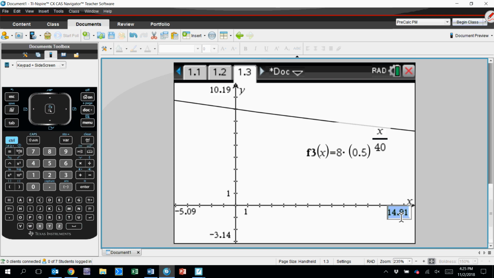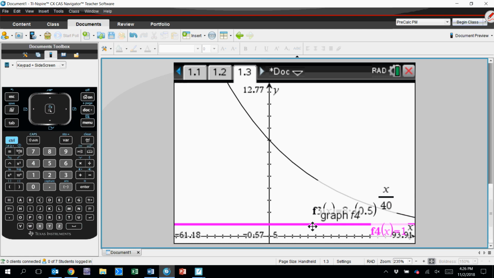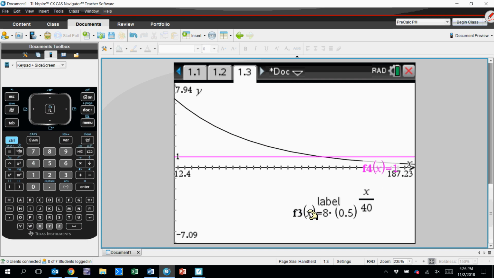So now I can just go over and click on the X, and I can pick, let's just pick like 150 for the value. So now I can see a little bit better what's going on here. And the question is, when will there be 1 gram remaining? So I'm looking where it intersects 1. So we can go ahead and add that, y equals 1. And so I can see where the intersection is. I'm going to move this around and move these out of the way, so I can see where the intersection is, and then I can go ahead and find it.